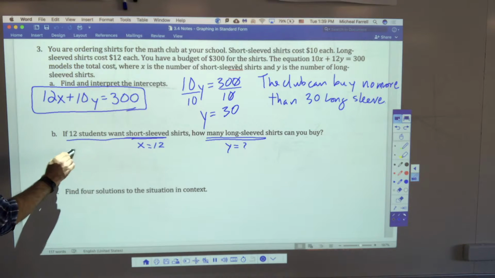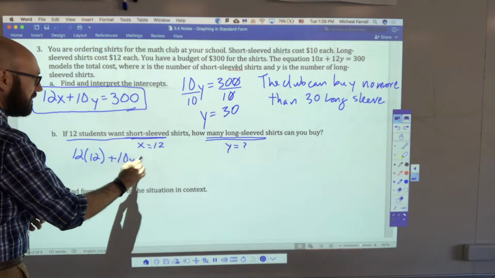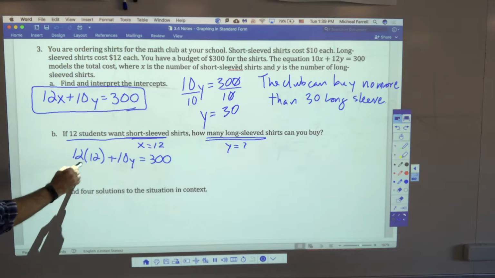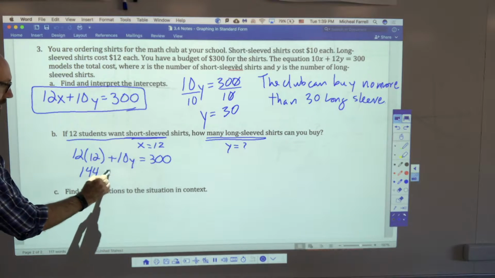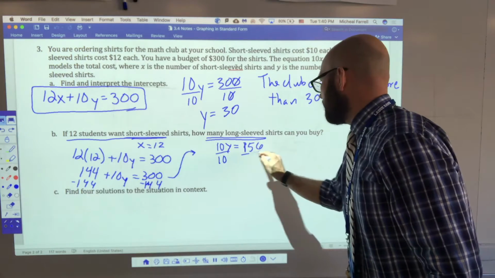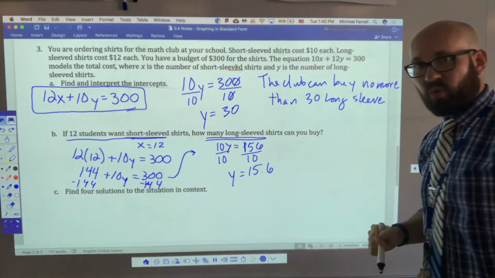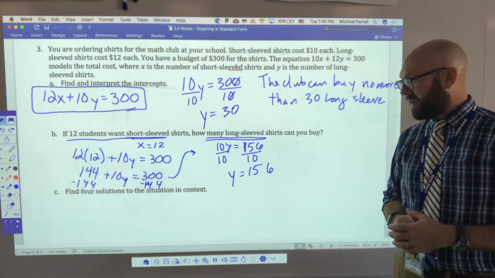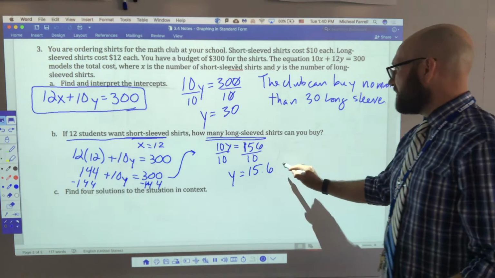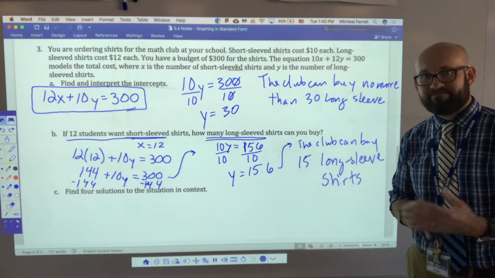So we'll go ahead and plug in 12 for x. So I get 12 times 12 plus 10y equals 300. And what we'll do is solve from there. So I get 144 plus 10y equals 300. We get y equals 15.6. So the only thing we're concerned about is we can buy whole shirts. Okay? So we're going to say 15 shirts.